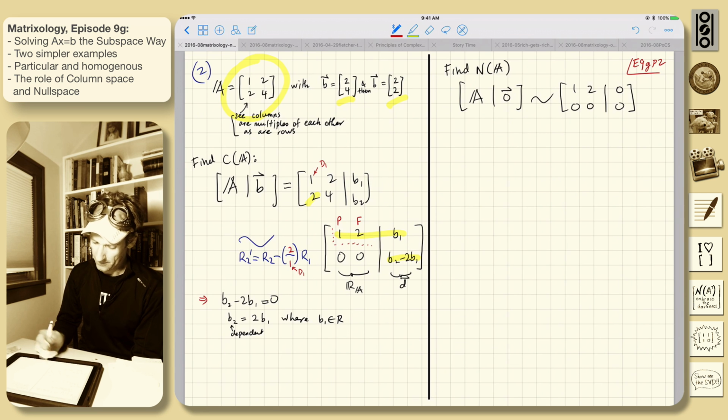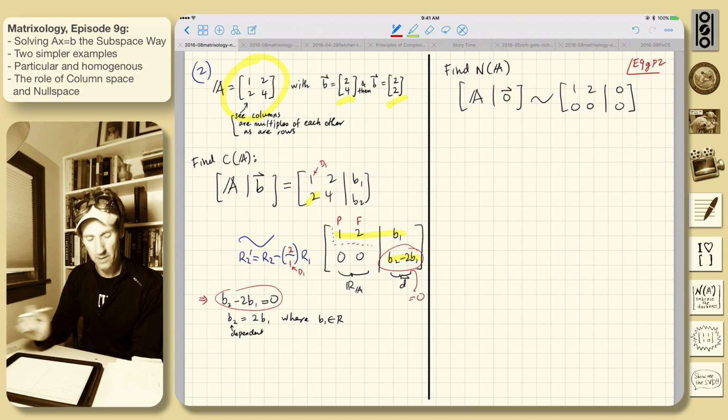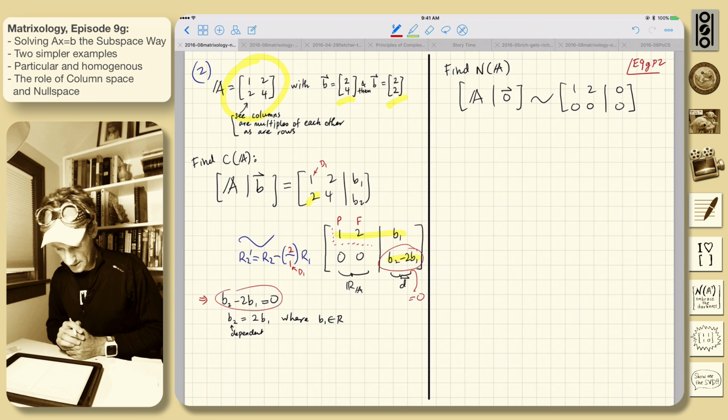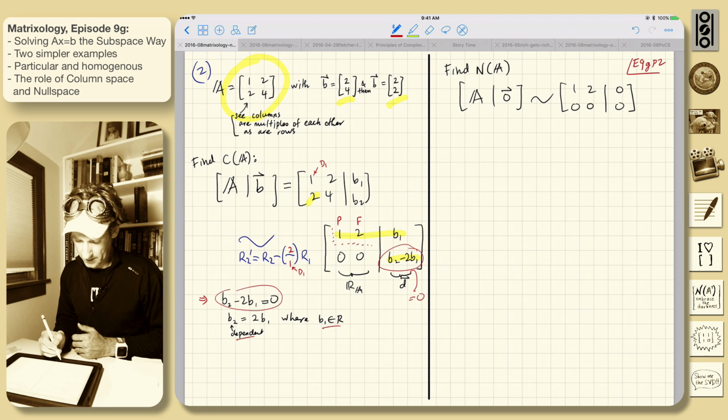Right, so if there's a solution to this, then we have to have 0 equals 0. So this piece has to be 0. So that's what this statement is: B2 minus 2B1 equals 0. Just turning this around, we get B2 equals 2B1. And we're going to say that B2 is the dependent one and B1 is free, right? So this is, let me just say, independent.